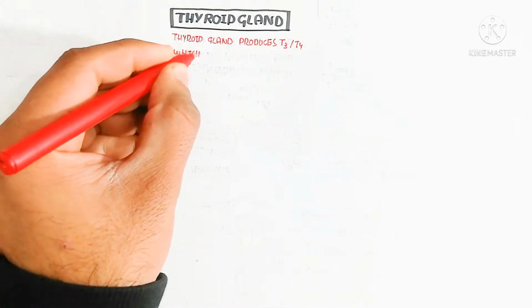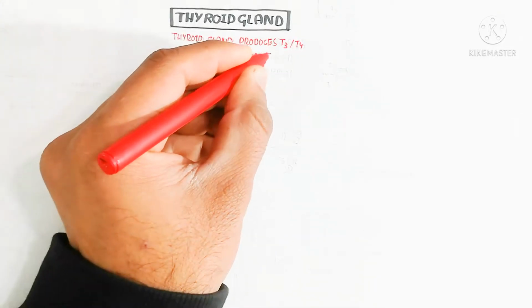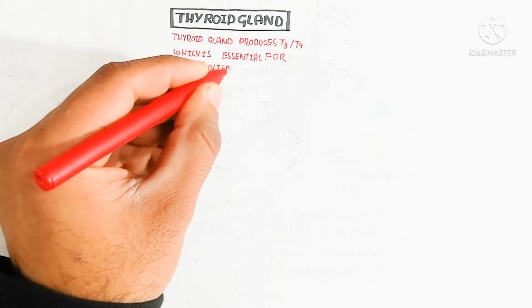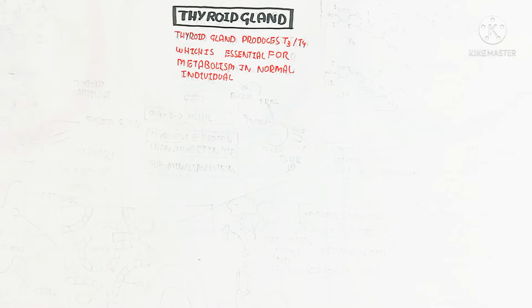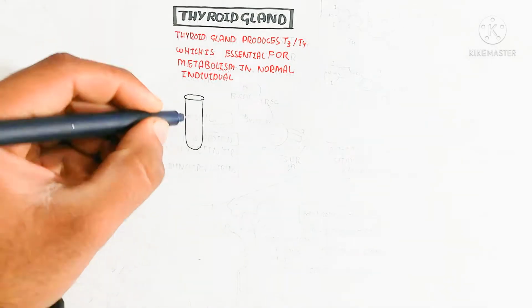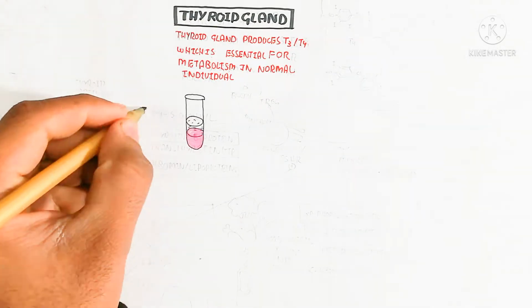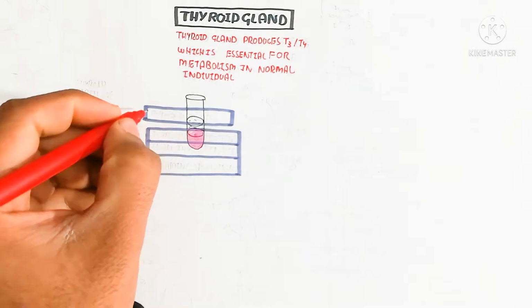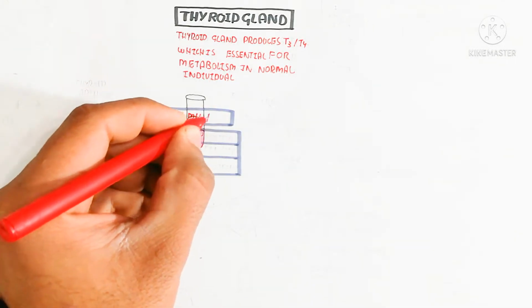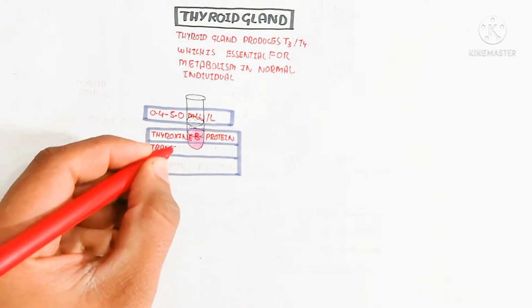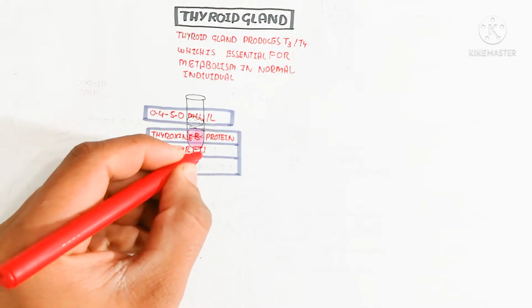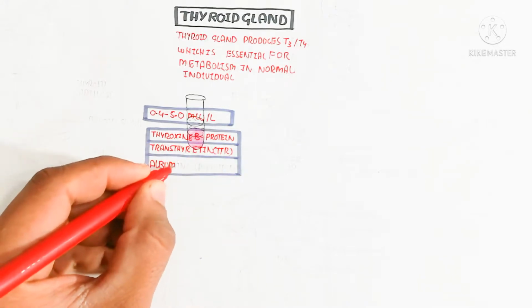Normally in the serum they are present in a low concentration, in the form of thyroxine binding protein, transthyretin (TTR), albumin and lipoprotein, which play an important role in growth and development. During development the thyroid gland is very essential.